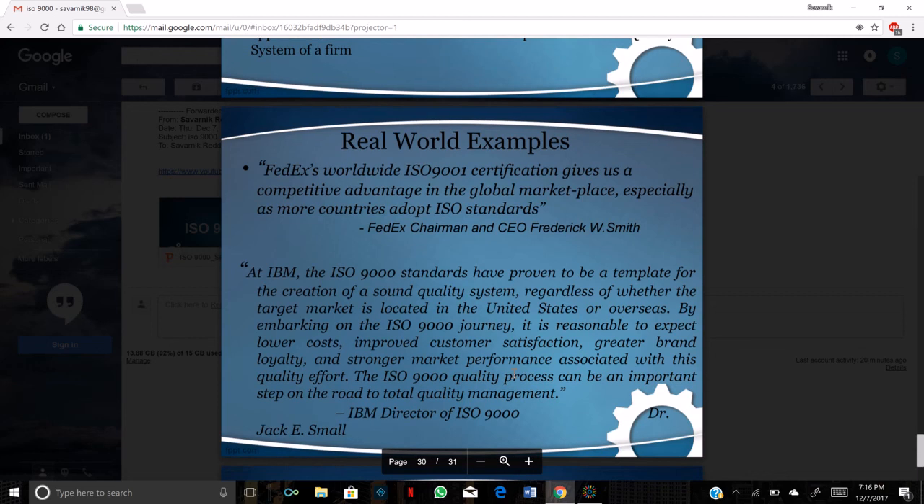And then there are many occasions where famous celebrities and chairmen of the companies gave a statement that ISO 9000 increased their sales. Here we see a still quote from the FedEx chairman stating that, and IBM also.